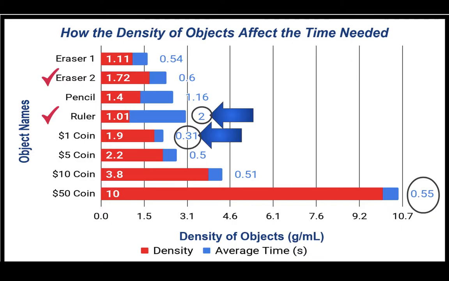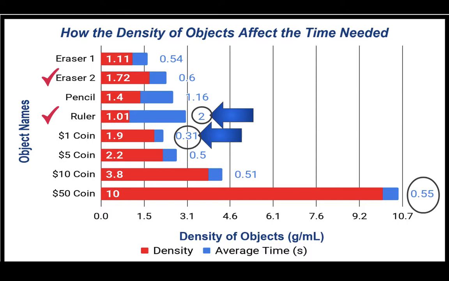Our results are a bit off here, but if you are reading this chart carefully, you can see that the least dense object, which is the ruler, took the most time to sink. Then you will realize that the fourth least dense object, which is the eraser tool, took the fourth longest time to sink.